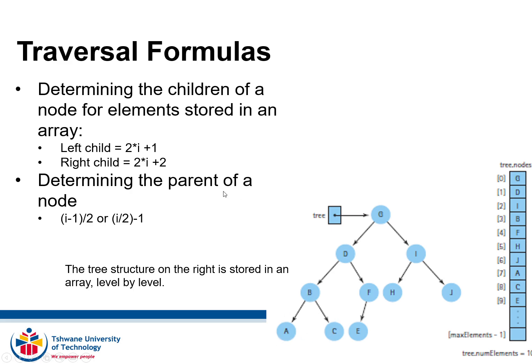Now, to determine the parent, we also have a formula for that. Let's take H for argument's sake, which is at index 5. We subtract 1, it will give us 4. We divide that by 2, it will give us 2, which is here. The question is, is I the parent of H? Let's check. I indeed is the parent of H. You can also use the second formula and you'll see that it also works. So we're good on that. Moving on.